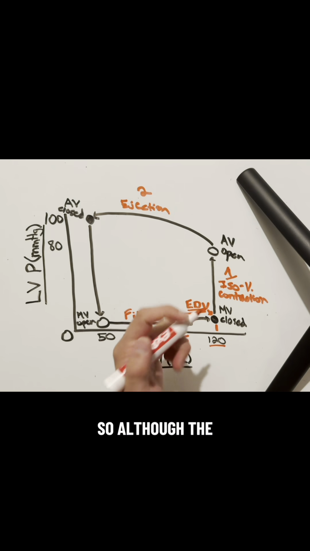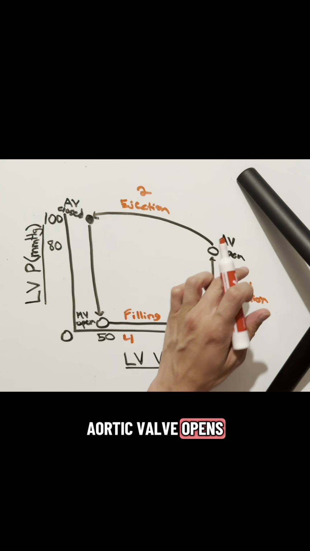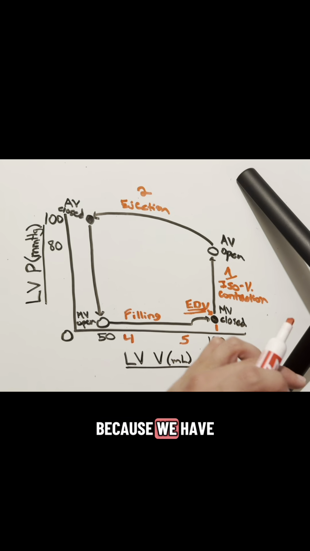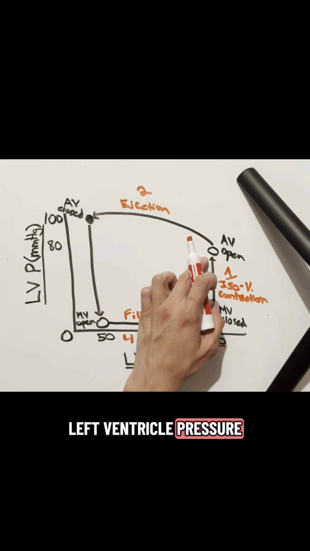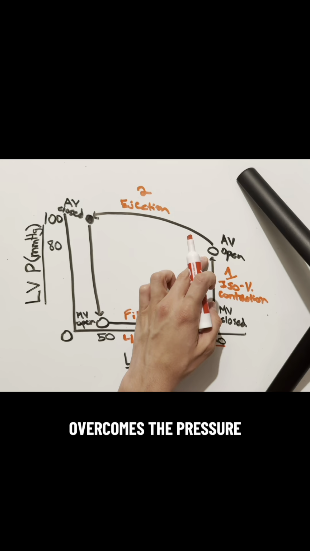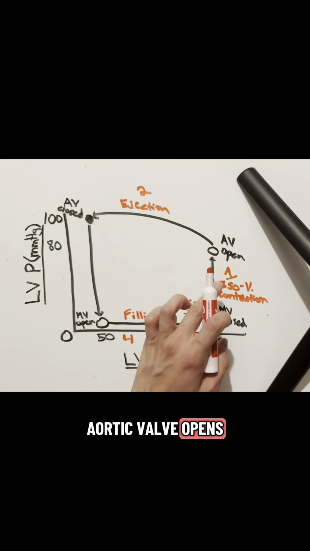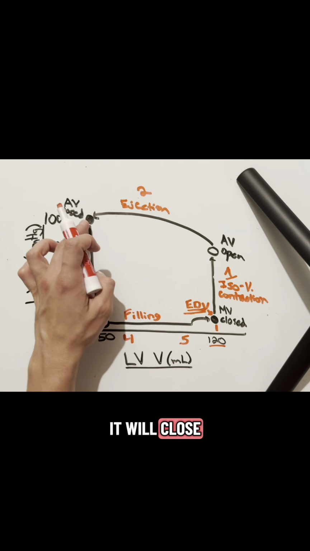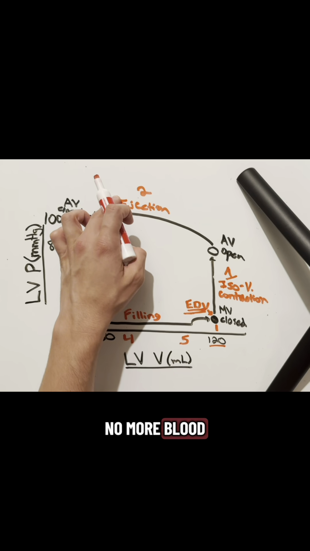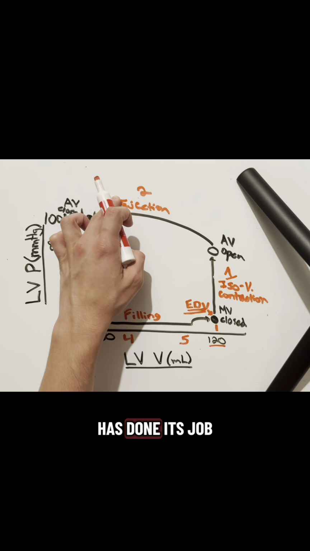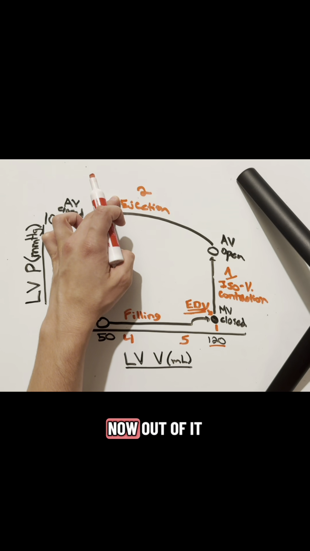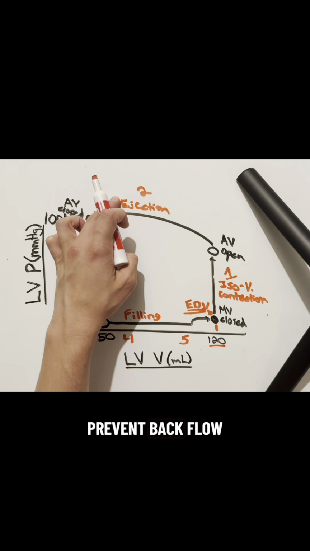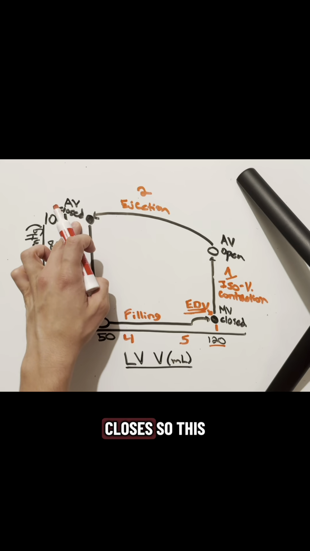So although the aortic valve opens at the end of stage 1, because we have reached the pressure threshold in which the left ventricle pressure overcomes the pressure of the aortic valve, and therefore the aortic valve opens for ejection, it will close at the end of ejection because there is no more blood and the ventricle has done its job. And because that ventricle has done its job, the blood is now out of it, and therefore to prevent backflow, the aortic valve closes.